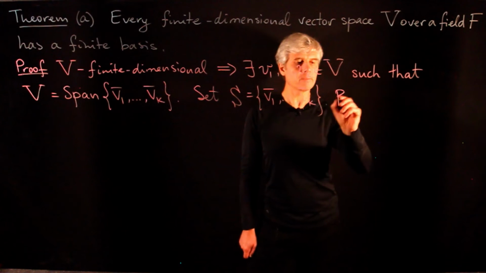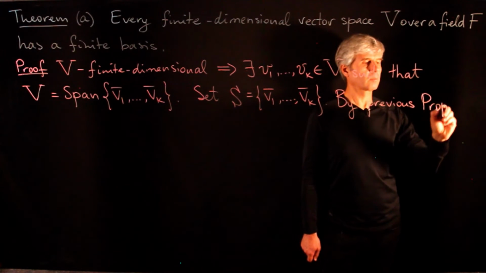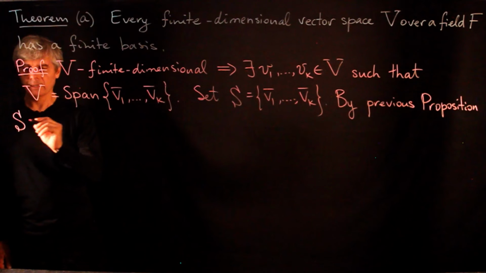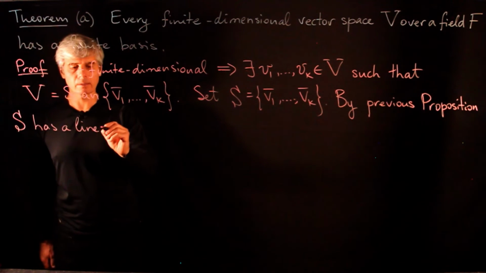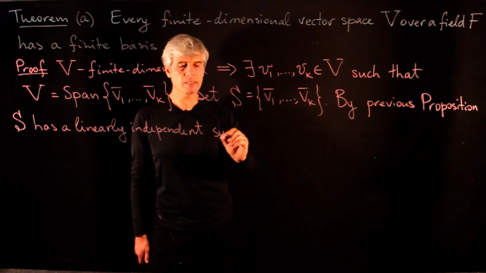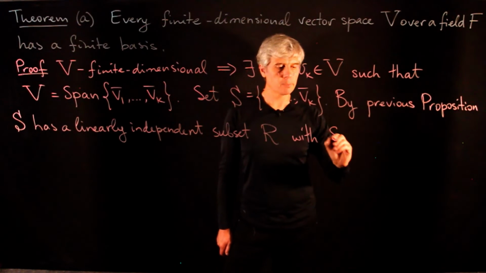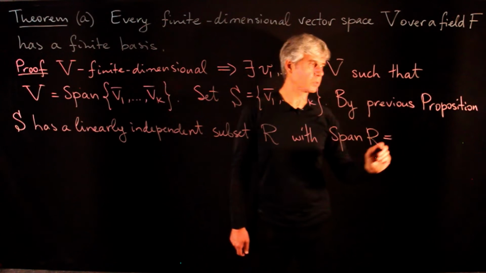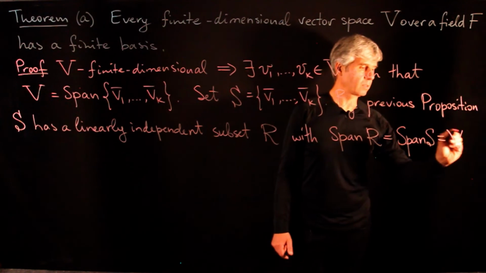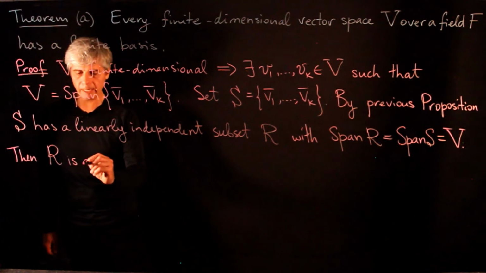And by the previous proposition, this set S has a linearly independent subset R, such that the span of R is equal to the span of S. But the span of S, by definition, is V. But then R is a basis of V.